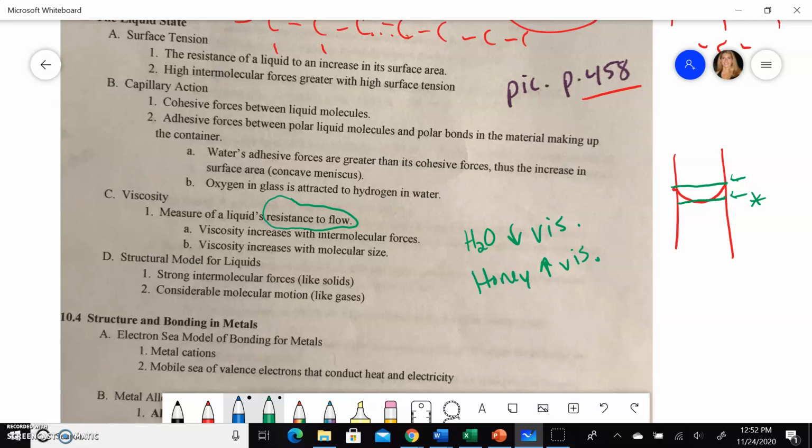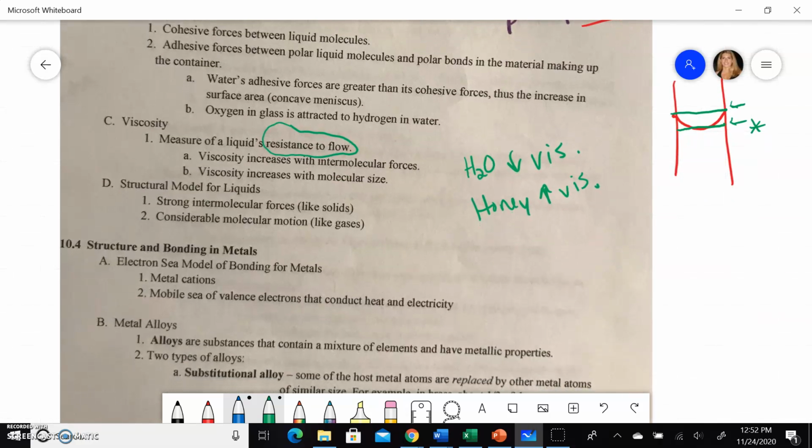So the more intermolecular forces you have, the higher the viscosity, because the less likely it is to flow very well. And there's a whole bunch of pictures for this entire section in your textbook as well.